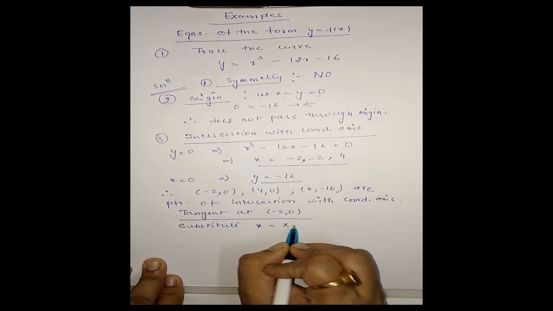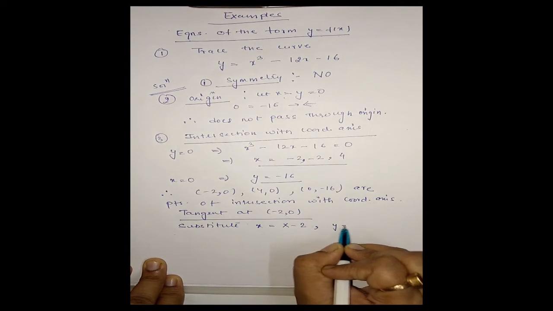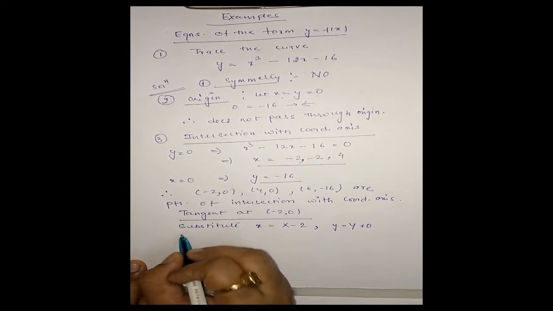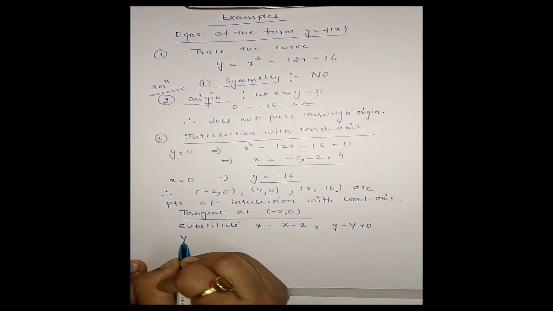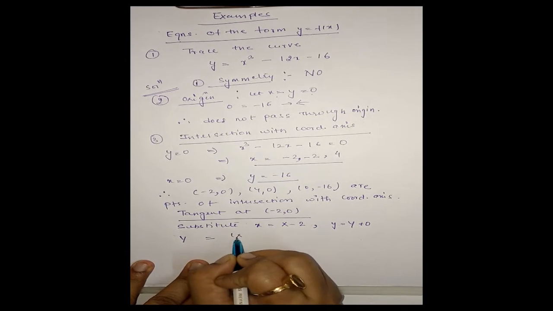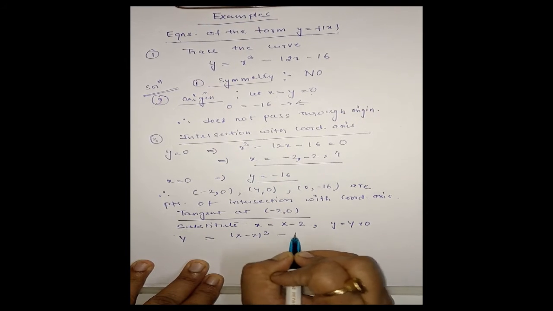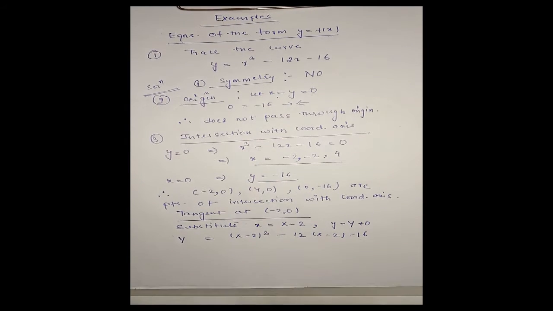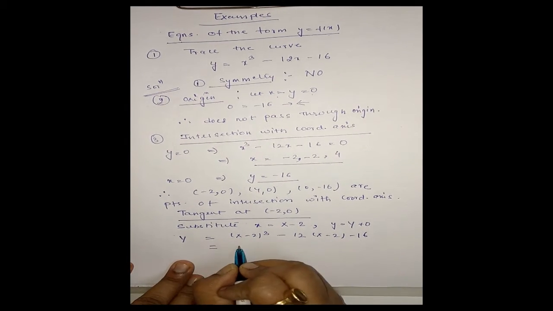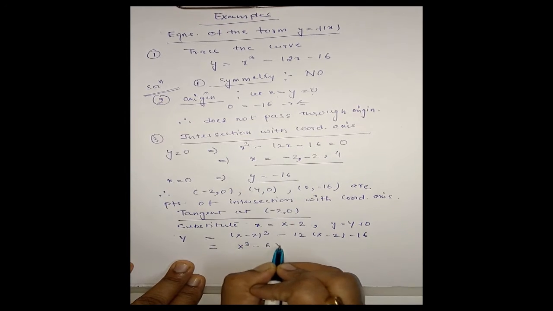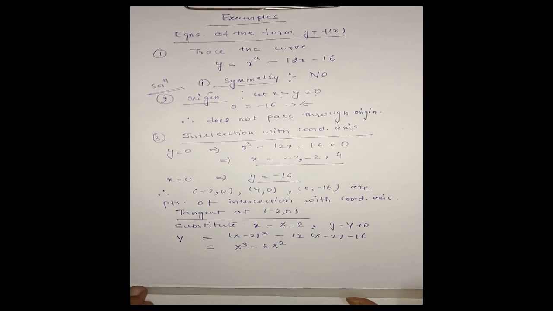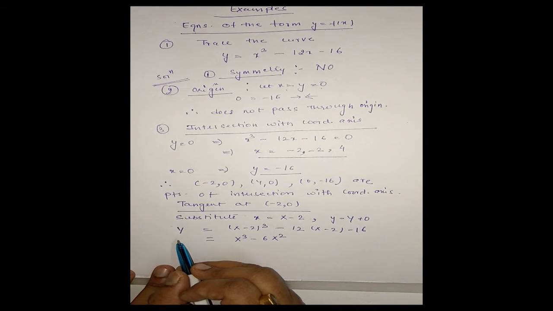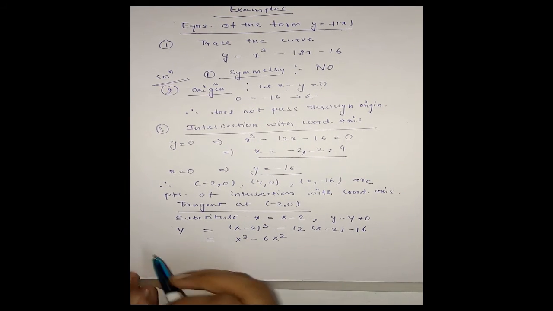Substituting x equal to capital X minus 2 and y equal to y plus 0 in the equation, this will give us y equal to (x minus 2) whole cube minus 12 into (x minus 2) minus 16. Now on solving this, we get x cube minus 6x square. Now the equation of the tangent will be obtained by equating to 0 the lowest degree term in this equation.